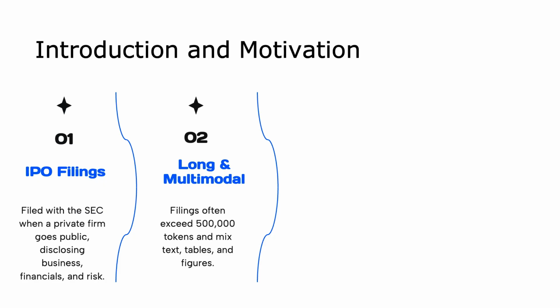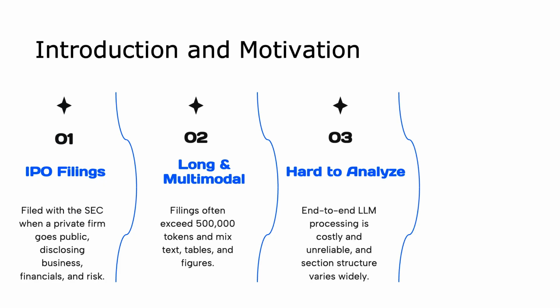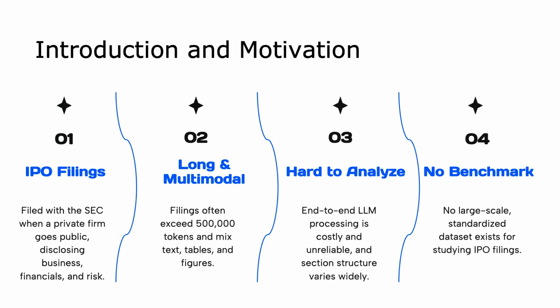IPO filings are long and multimodal. Filings frequently exceed 500,000 tokens and combine text, tables, and figures. This makes filings hard to analyze. End-to-end processing with LLMs is both computationally expensive and empirically unreliable, as section ordering and formatting vary widely across issuers and years. There is also no IPO human-annotated benchmarks for section extraction and image classification.